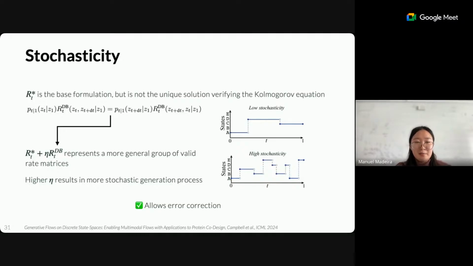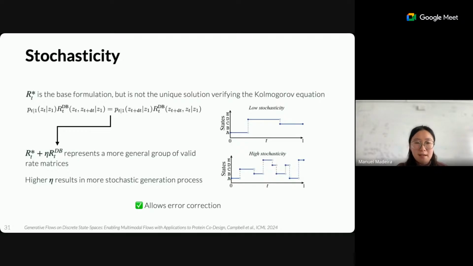After this, let's talk about how to modify the rate matrix. The first way of modifying the rate matrix is within the space that's still verifying the Kolmogorov equation mentioned by Manuel before. So if we denote R star as the base formulation we are using in DFM, it is not a unique solution for this equation.